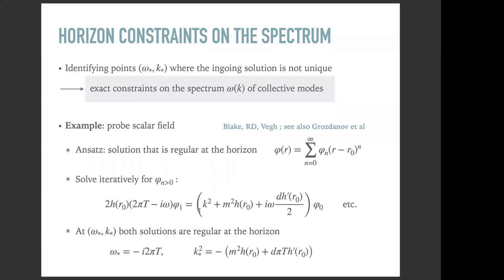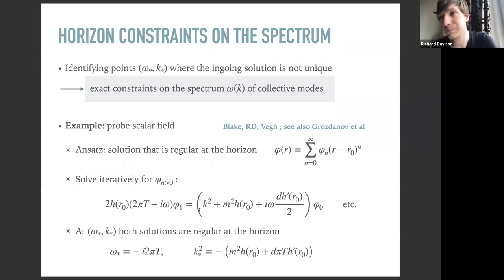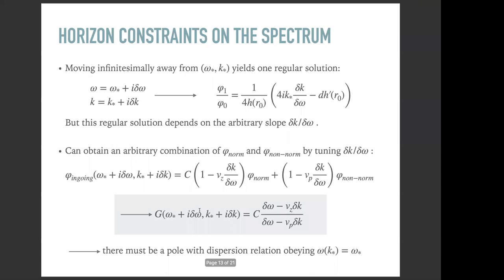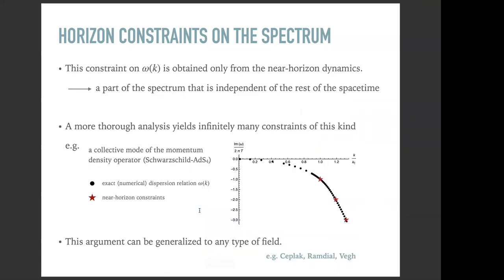But they don't give you other solutions in the dispersion relation, right? No, so they do. I'll come on to that in a second. Okay, good. Yeah, so you get these constraints. These constraints tell you part of the spectrum that is independent of the rest of the space-time.